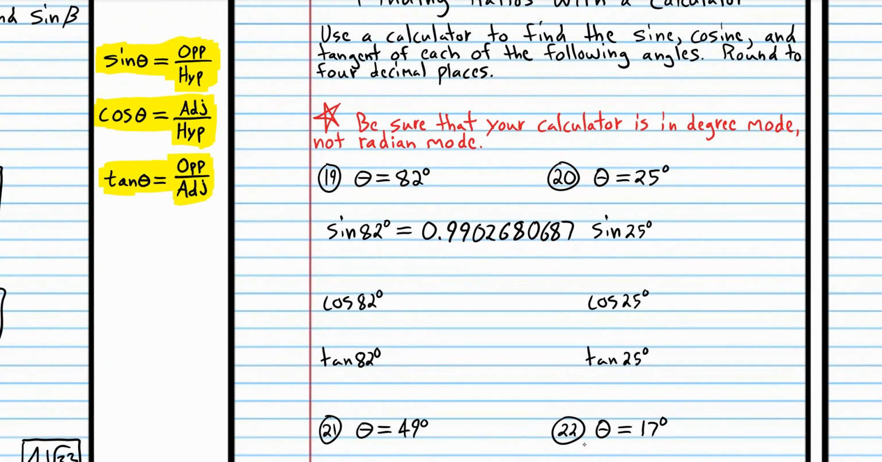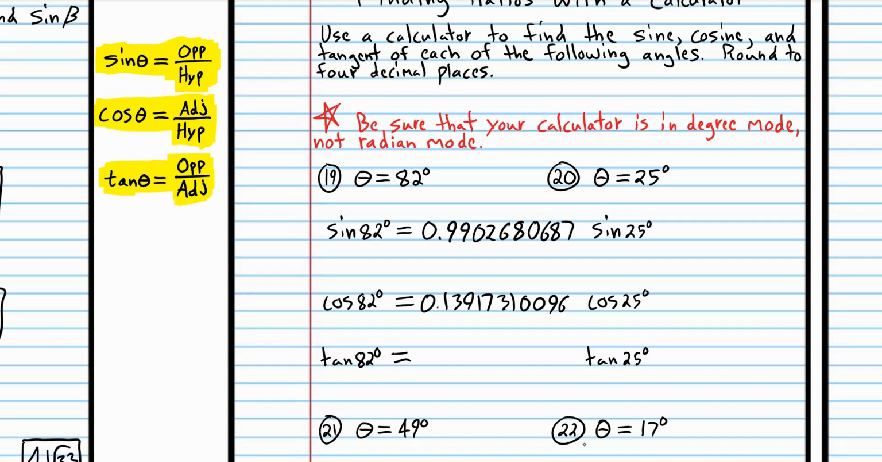So I'm going to go ahead and calculate cosine. So 82 first, then I'm going to push the cosine button, and we get 0.13917310096, and it just keeps going on forever. And tangent 82, I'm going to push 82, then the tan button. Now be very careful not to push those other buttons. Don't push the sinh or cosh or tanh. That would be very bad.